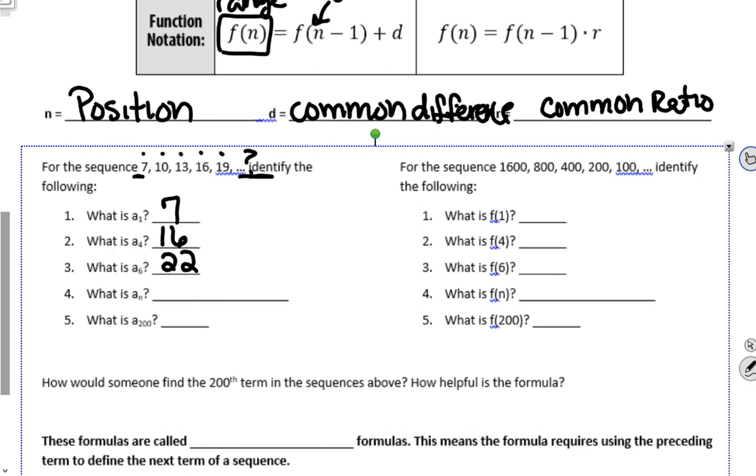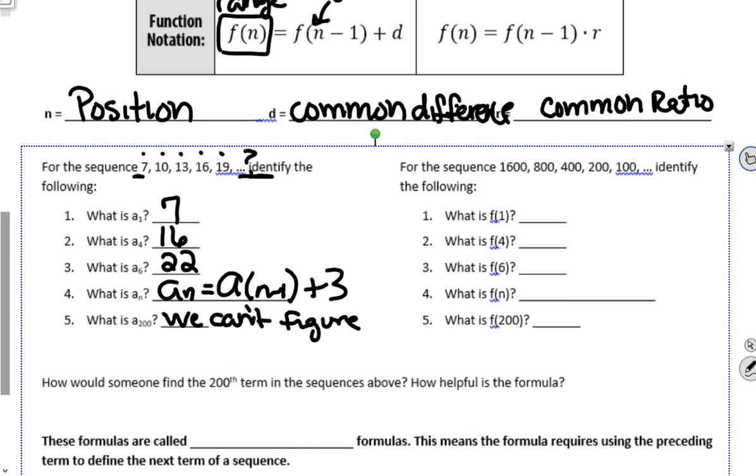And then it says, what is A of n? That is my formula. A of n equals A of n minus 1, that's my base, plus 3. And then what is A of 200? Can we figure that out here? No, we can't figure this out from this formula. With a recursive formula, we can't figure out an nth term because it doesn't help us to do that. Okay? That's what you need to know about recursive formulas.